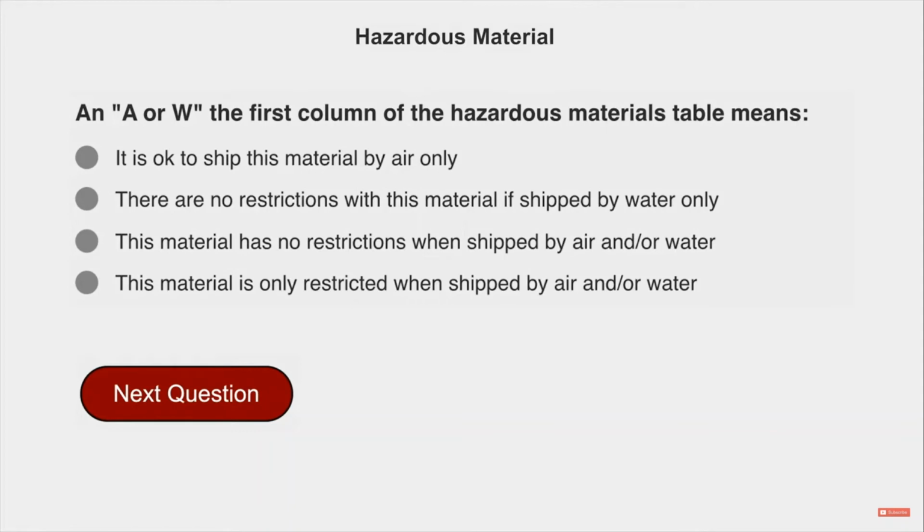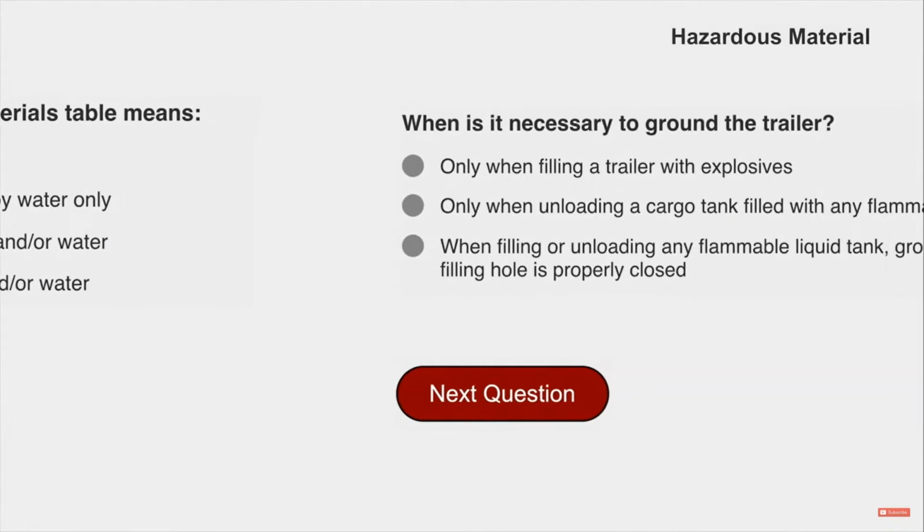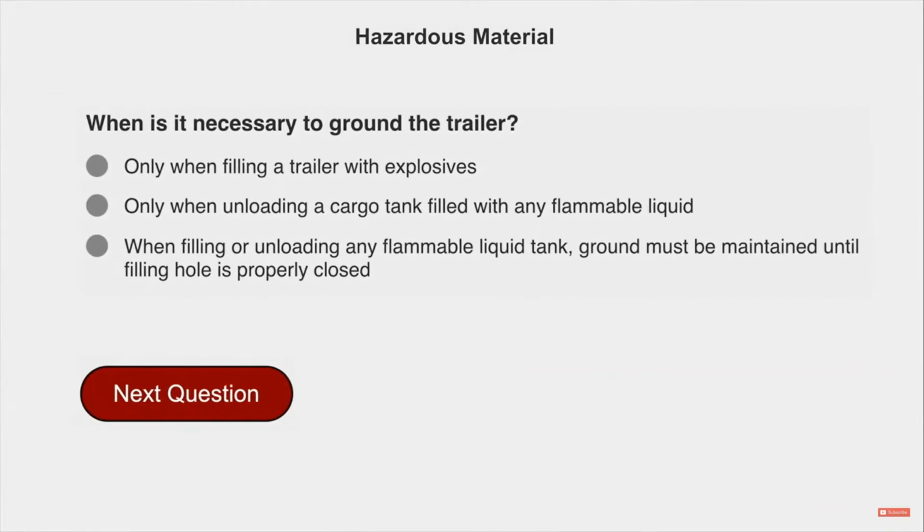An A or W in the first column of the hazardous materials table means this material is only restricted when shipped by air and/or water. When is it necessary to ground the trailer? When filling or unloading any flammable liquid tank, ground must be maintained until the filling hole is properly closed.